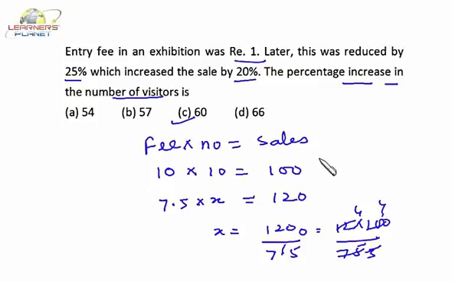The most important part over here is to find out this relationship, that is fee into number of visitors is equal to total amount received, that is revenue or sales. Okay, let's take the next one.